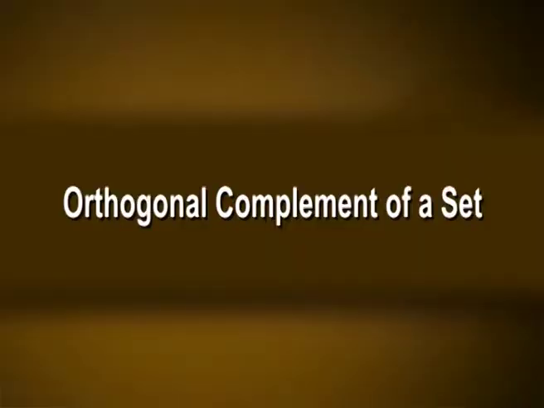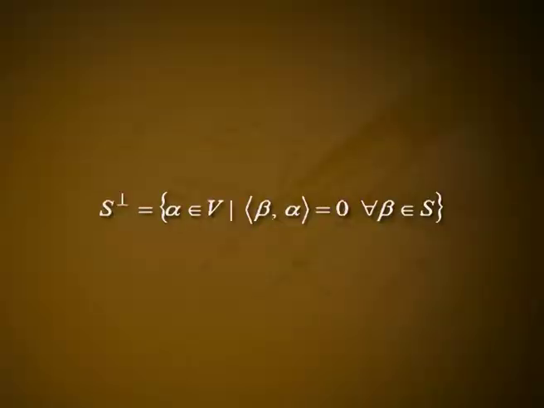Orthogonal complement of a set. Definition. Let V be an inner product space and S any set of vectors in V. The orthogonal complement of S is the set S perp of all vectors in V which are orthogonal to every vector in S. That is, S perp is equal to the set of all alpha in V such that the inner product of beta, alpha is equal to 0 for every beta in S. S perp is read as S perp. Example 5. The orthogonal complement of V is the set {0}. That is, V perp is equal to {0}. Conversely, {0} perp is equal to V.